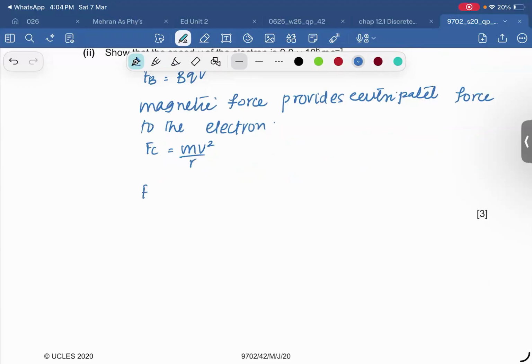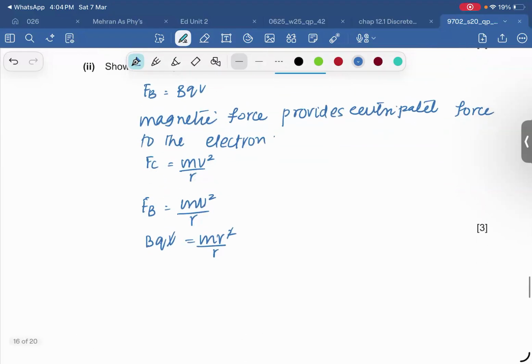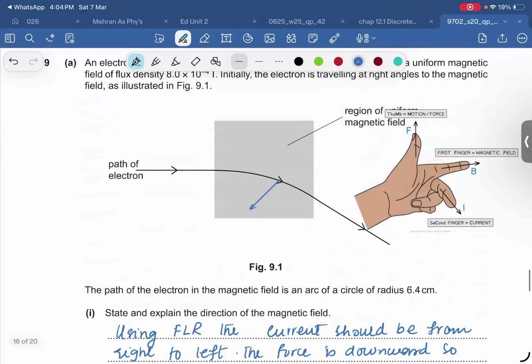So F_B, the magnetic force, is equal to BQV, and the centripetal force is mv squared over r. In F_B I can put BQV equals mv squared over r. So v and v squared get cancelled, and we have to find the velocity. You have to show each and every step. You cannot skip any step.